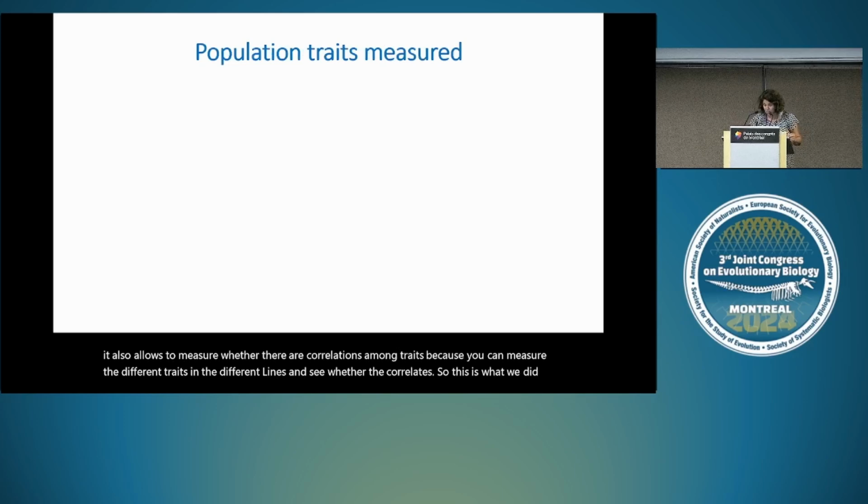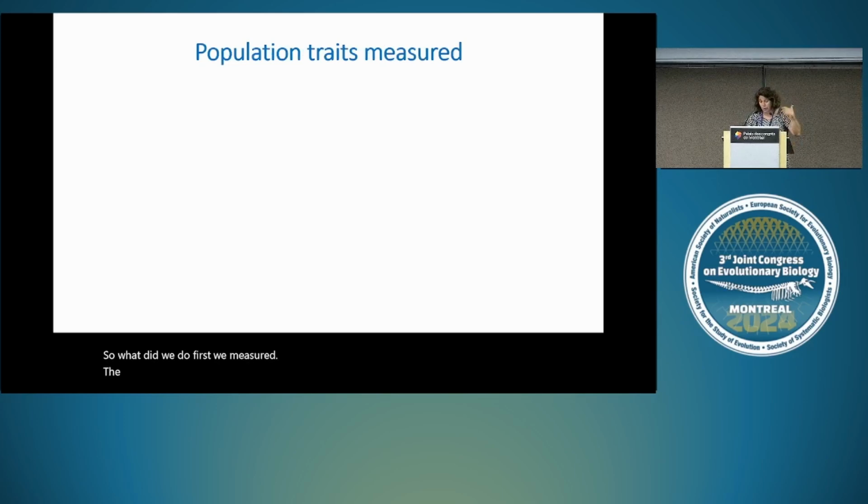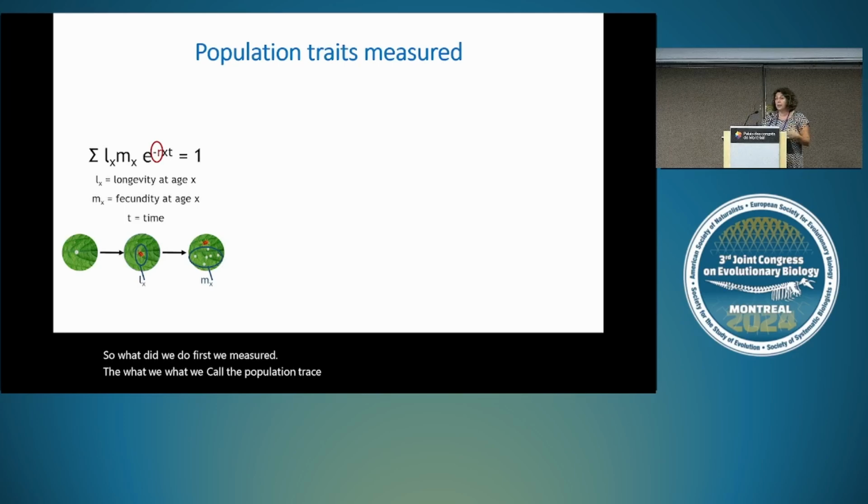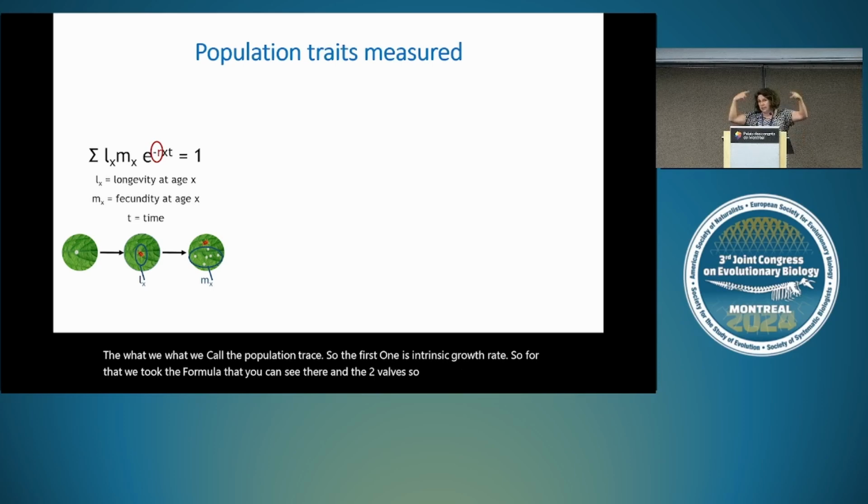So what did we do? First we measured what we call the population traits. So the first one is the intrinsic growth rate. For that we took the Euler-Lotka formula that you can see there, and the two values. So the R is done by reiterations, and to have that value we need the age-specific longevity and age-specific fecundity.